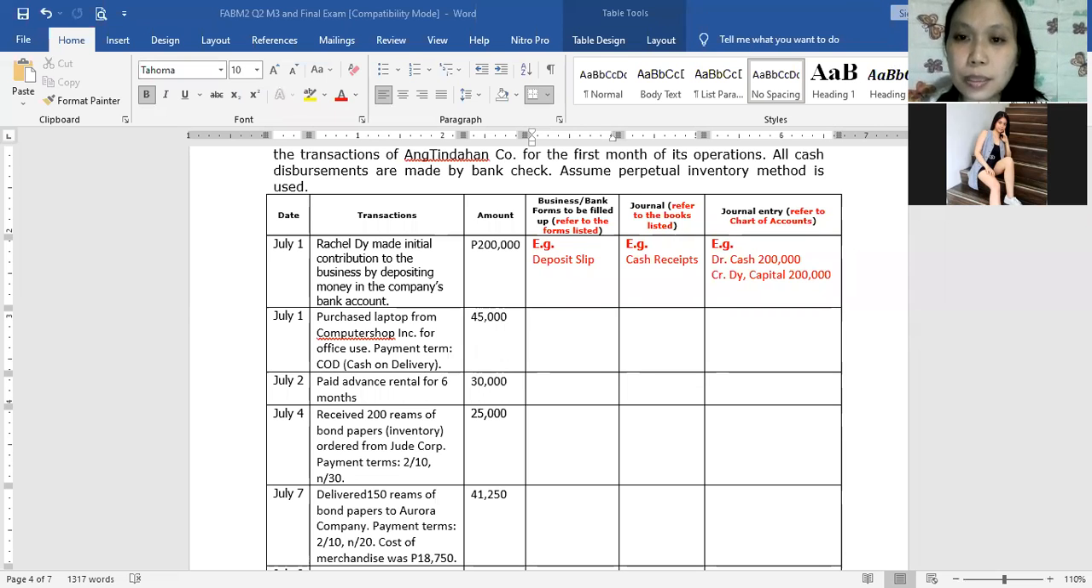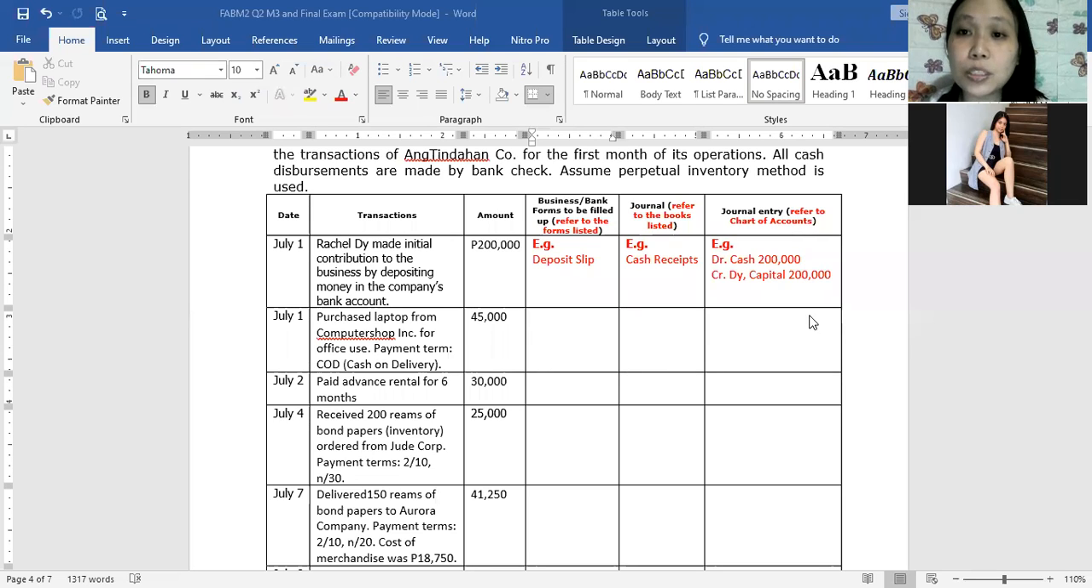Okay, so this is the activity. I have shown you the possible answers for this column. You will look for them in the forms written in the table below. And also with the journal, I have shown you what could be the possible answers, like the sales, cash receipts, cash disbursements, and the purchase. So it depends on the transaction that is given.